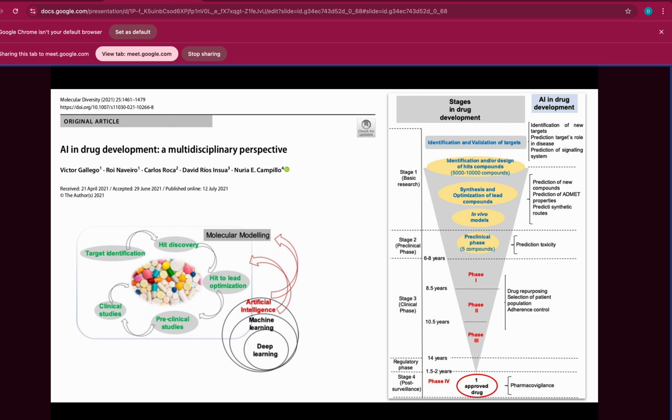Okay, so with this we are at the end of our MCQs. Now this is one of the review articles which was published in Molecular Diversity in 2021. So if you are interested, you can go through this, because in this they have elaborated different stages in drug development, and they have also shown how AI is helping in drug development and what are the things provided by AI which can now speed up the process of drug development. Yeah, so if you are interested, you can go through this.